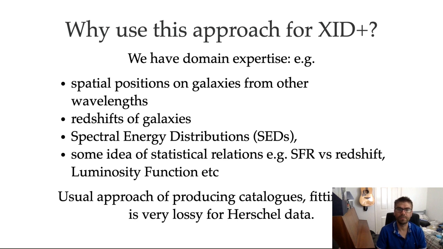The other key point, as we saw with the correlated posterior probability distribution example, is that producing catalogues is lossy if you're dealing with parameters which are correlated. Now for Herschel data, because sources are close together and you have a low resolution, you tend to find a lot of these posterior probability distributions are correlated. So the process of producing catalogues, then fitting SEDs independently, is lossy. The ideal approach would be to do all at the same time.